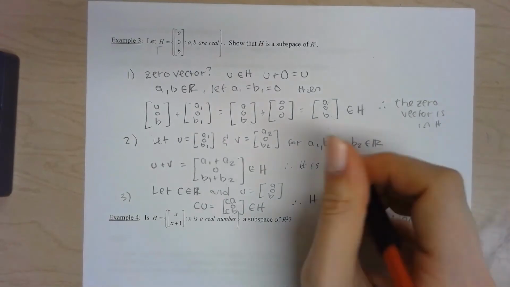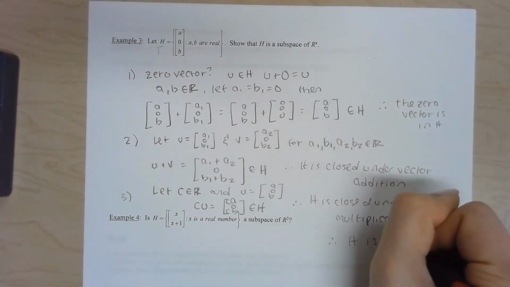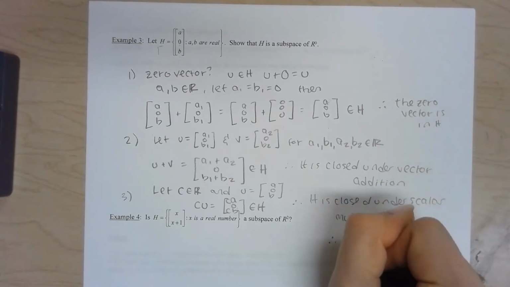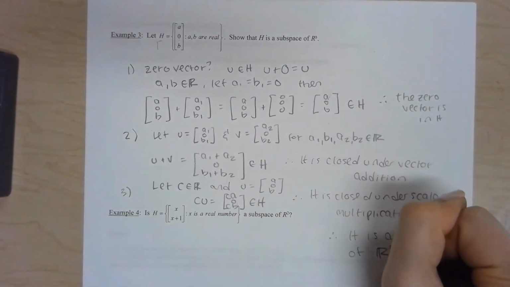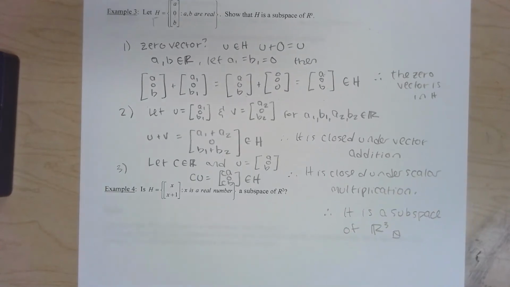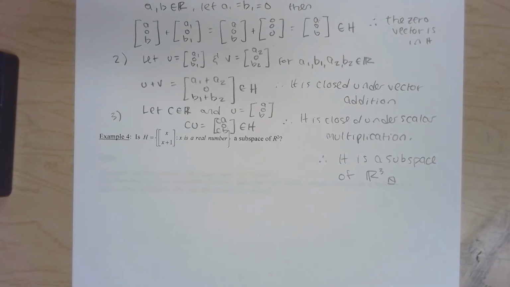Okay, final conclusion statement. All three conditions have been met. Therefore, H is a subspace, and we want to say what it's a subspace of: R3. Okay, QED. And you're thinking, that seems really simple. I feel like this will happen all the time. Well, let's take a look at example 4.